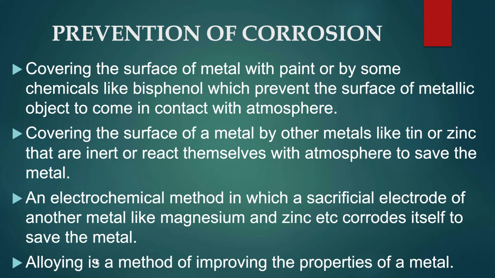And the last one, alloying, is also a method of improving the properties of a metal. You know, an alloy is a homogeneous mixture of two or more metals. Pure gold, also known as 24 karat gold, is very soft, so it is not suitable for making jewelry. It is generally alloyed with either silver or copper to make it hard.